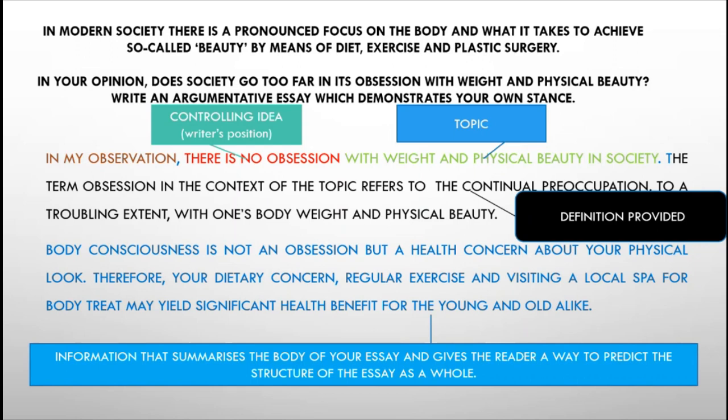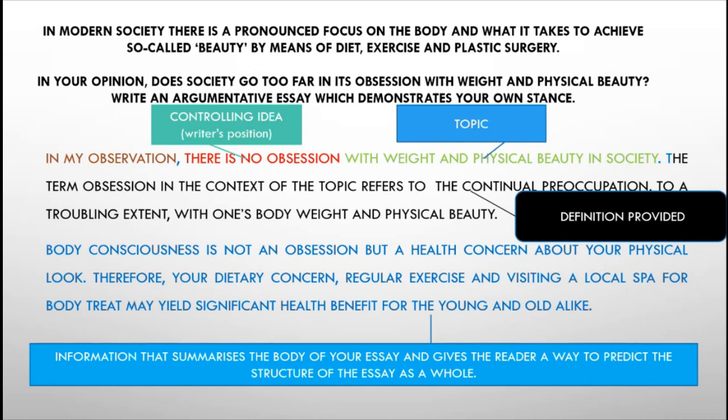So the student has combined both the topic and the position they are taking on the topic. They have done that very well, in the sense that I am able to see the controlling idea that will influence the direction of the body paragraphs, or indicate the line of argument right through the essay. The student has also made reference to the topic with the part on weight and physical beauty in society. That comes from the topic itself.